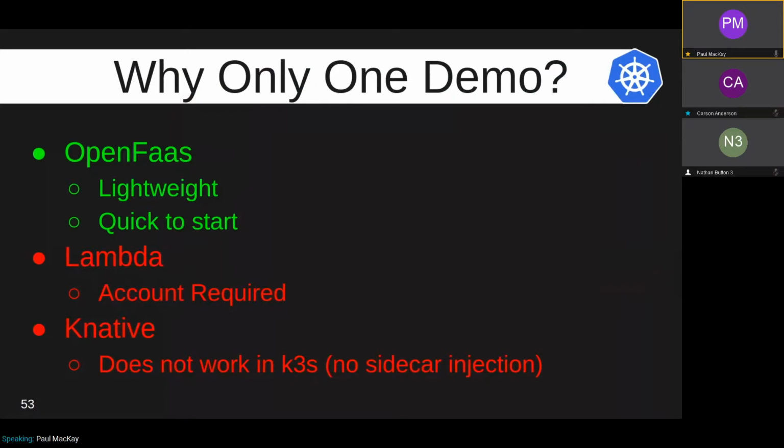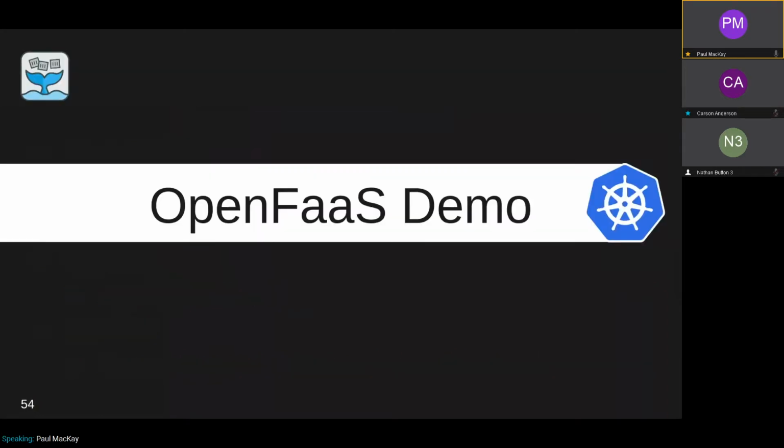So, like I said, there was only one demo. The reason I'm only demoing OpenFaaS today is it seemed like the easiest, fastest one for everyone to be able to mess with, right? OpenFaaS is super lightweight and super easy to get going. I didn't want to demo Lambda because no one can run that without an Amazon account. And I couldn't demo Knative because all the Istio injection stuff doesn't work with K3s, which is Rancher's super mini Kubernetes distribution. That's not Knative's fault. That's just a reality of how K3s works.